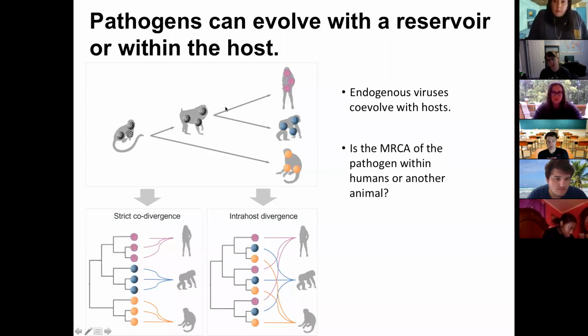Then when it gave rise to humans and chimps, they would have their own versions within each of the descendants of those trees. So the whole point of even thinking about this is it means that we can predict using a phylogeny how the virus evolved. If it was coevolutionary, remember we were looking at those mirrored trees, this is saying something slightly different.